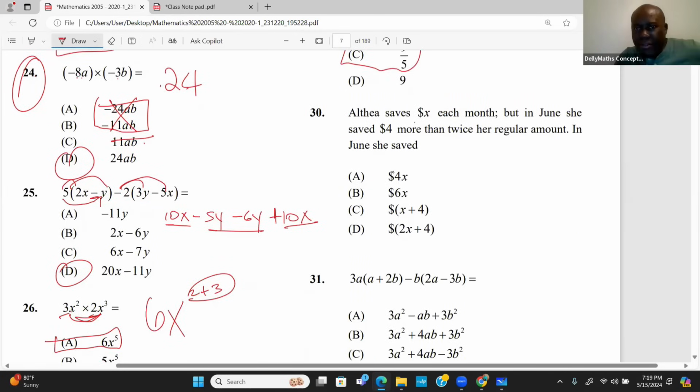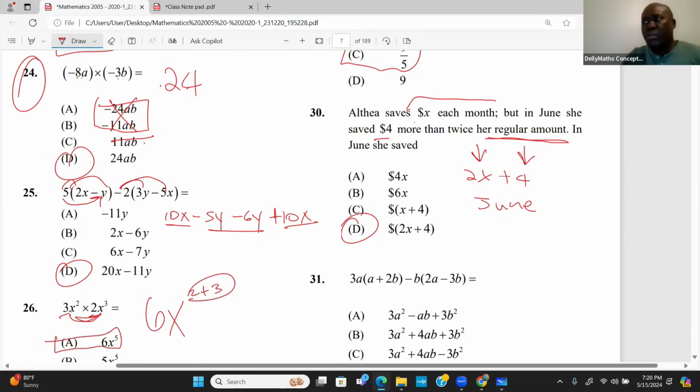All right, she saves x each month, but in June, she saved 4 more than twice her regular. Okay, pay attention to details. All right, in June, she saved what? So watch this. She saved this each month. But in June, she saved 4 more than twice. 4 more. So you want to represent twice and then add 4 to it. So you can see D stood out as you go.